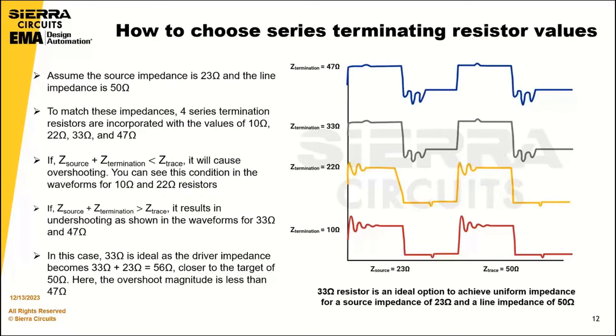So how do we choose the series terminating resistor values? We can see the oscilloscope waveforms with different series termination resistors. Assume the driver impedance is 23 ohms and the line impedance is 50 ohms. To match these impedances, four series termination resistors are incorporated with the values of 10, 22, 33, and 47. If the sum of the driver and termination impedance is lower than the line impedance, it will cause overshooting, as you can see in the waveform for the 10 and 22 ohm resistors. If the total impedance of the driver and terminating resistor is higher than the line impedance, it results in undershooting in the waveform. And the last example is where the total is closest to the target of 50 ohms. So always choose a termination resistor that balances driver and line impedances to minimize overshooting and undershooting.